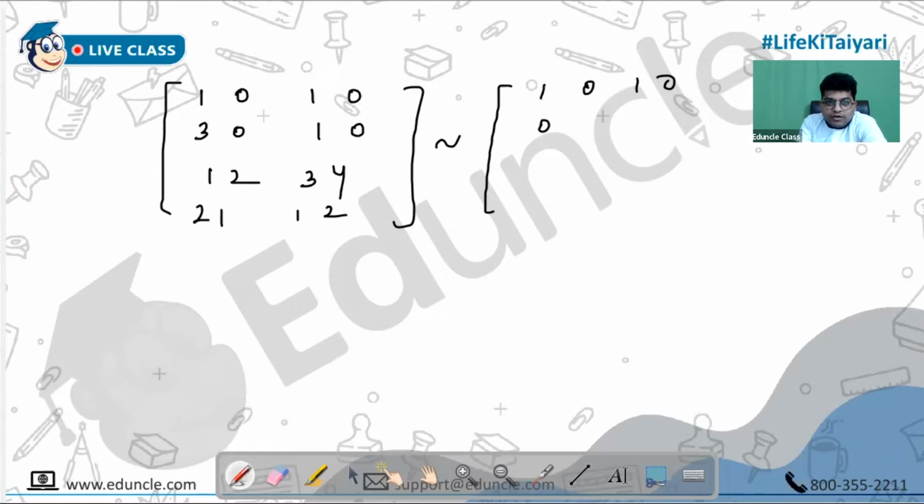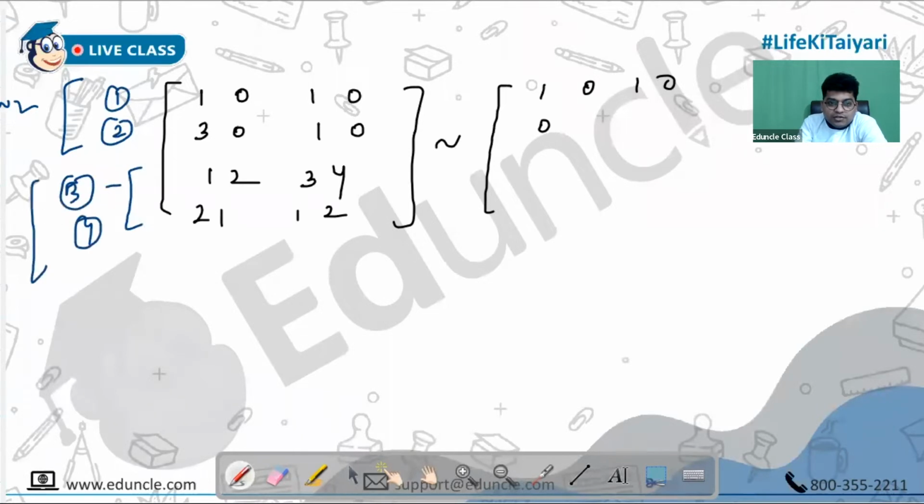So what are we doing? We are numbering the rows 1, 2. These are W1's rows, and these are W2's. So we take R1 as (1, 0, 1, 0), R2 as (3, 0, 1, 0): R2 minus 3 R1 gives (0, 0, -2, 0). Then R3 and R4 are (1, 2, 3, 4) and (2, 1, 1, 2).